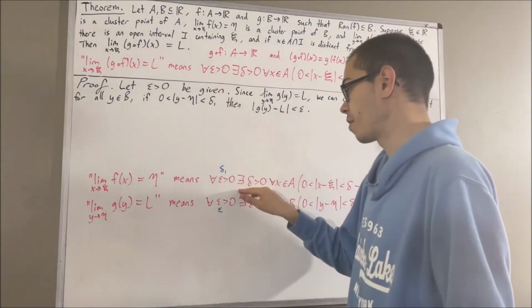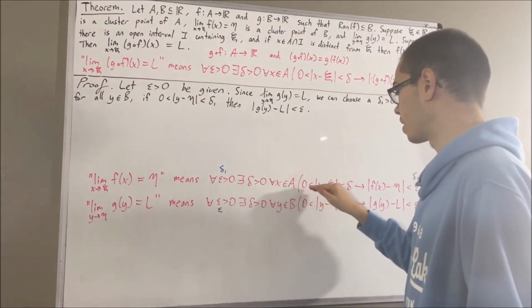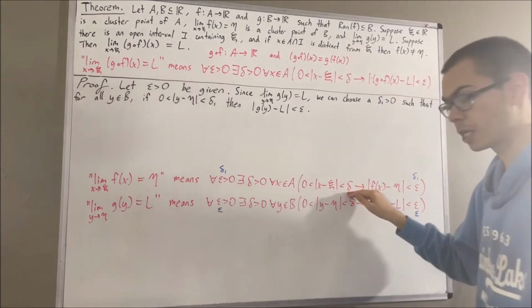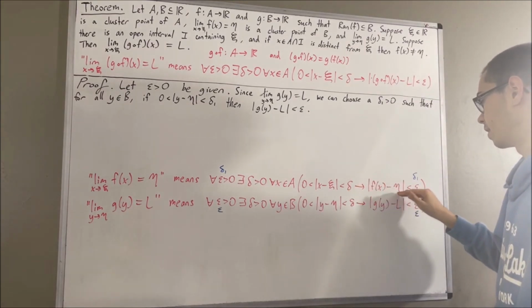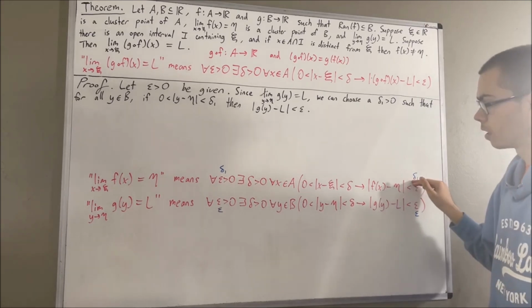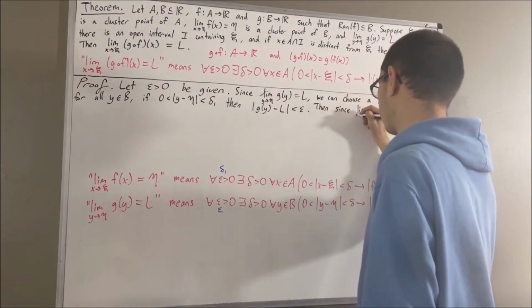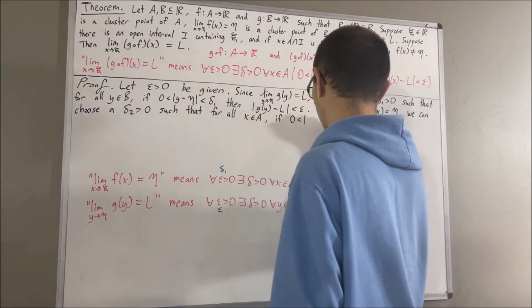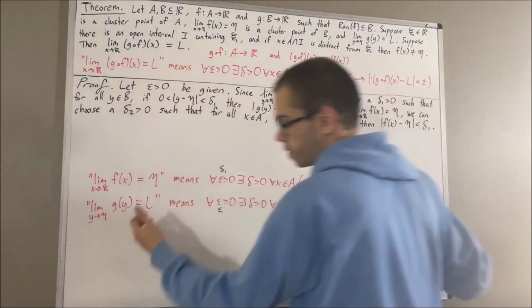we have that there is a delta greater than 0, such that for all x in A, if 0 is less than the absolute value of x minus psi is less than delta, then the absolute value of f of x minus eta is less than delta 1. Now instead, I'm going to call this delta 2. And we're not going to need these two definitions anymore.